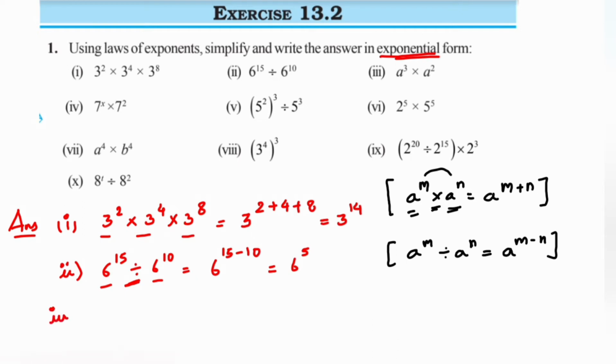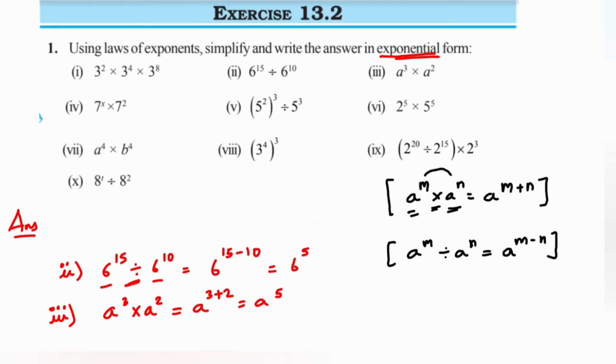Then the third question. We're going to apply the first law because the bases are same. We have a cube multiplied by a square. It's okay if the bases are variables. We write down the same base, that is a, and add up the powers. So 3 plus 2 will be 5. So we'll get a to the power 5. Then the fourth question is also the same. Since we have the same base and a multiplication operator, the exponents will get added. So this is 7 to the power x. Here the power is given in variable form, but that's okay, we can just add them up. So this will be 7 to the power x plus 2.